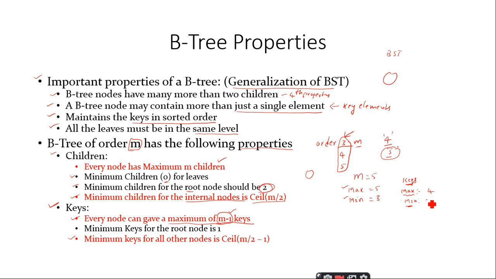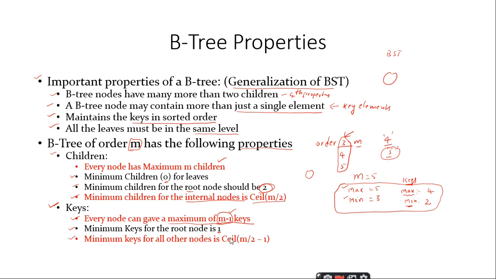What is the minimum key? 2, sir. Is it clear? Yes, sir. We are more concentrated on these particular max and min values of the children as well as the keys, right? But as I told, the minimum keys for the root node is 1. So the root, even though it is considered an internal node, will have some relaxation regarding the number of children and the number of keys inside the node. Is it clear?